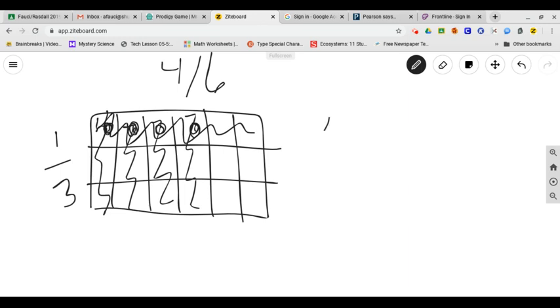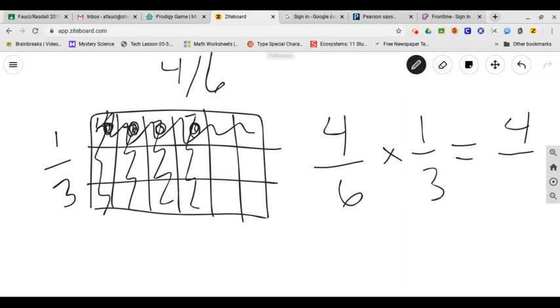So if it's length times width, it's going to be 4/6 times 1/3, and it doesn't matter in which order you put it in. You could do 1/3 times 4/6 because of the commutative property. 4 times 1 is 4, 6 times 3 is 18, and that's what you have. 1, 2, 3, 4 out of a total of 1, 2, 3, 4, 5, 6, 7, 8, 9, 10, 11, 12, 13, 14, 15, 16, 17, 18 boxes. Okay? Of course, you could simplify that to 2/9 if you want.